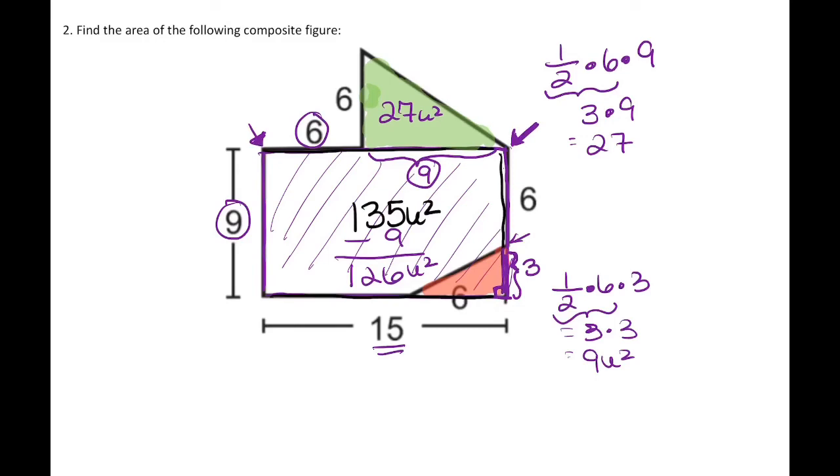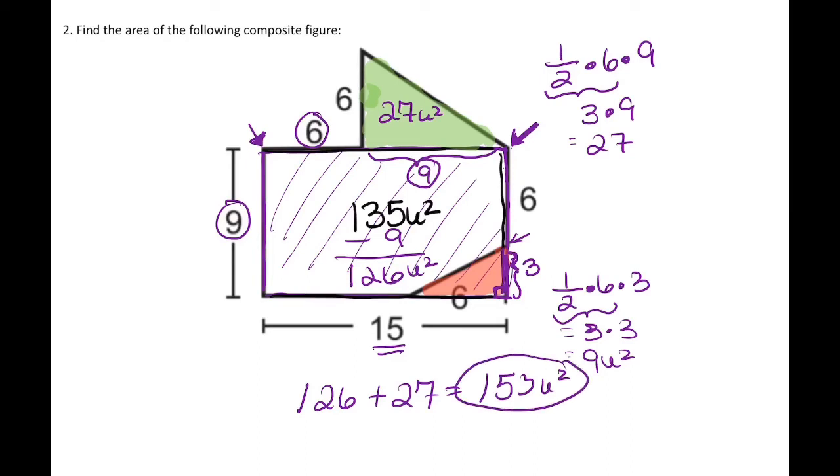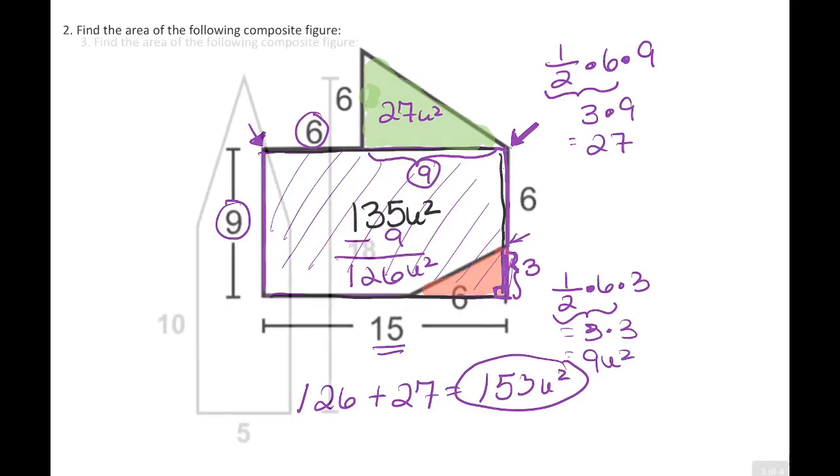And then put that together. You do 126 plus 27. And guess what you get? You get 153 square units. And that's exactly what we got before. And actually, I think the way I just did it there was much easier than what we did before. I think it was much easier to kind of leave off that trapezoid if you wanted to.